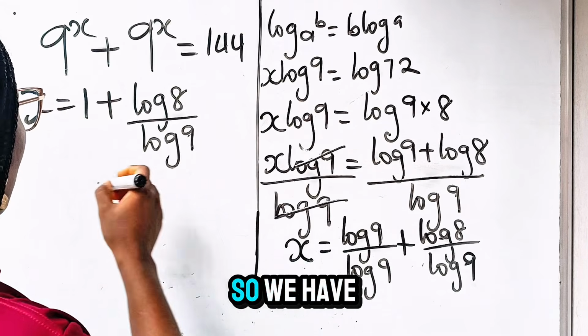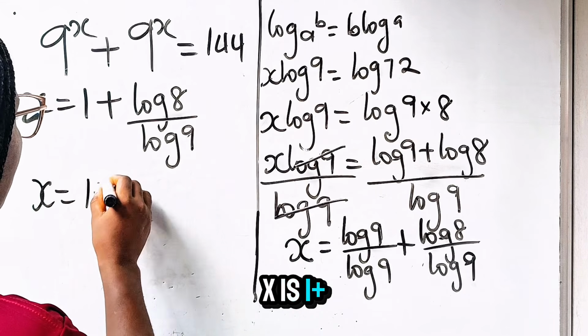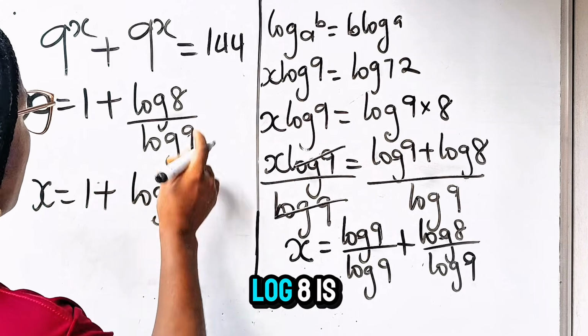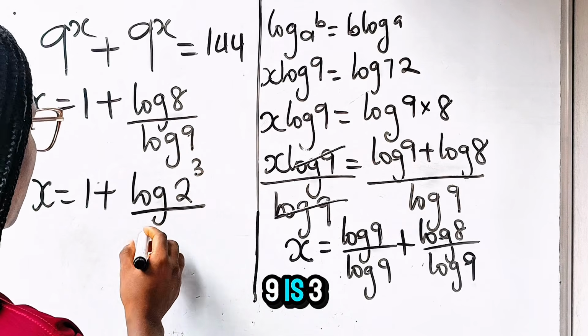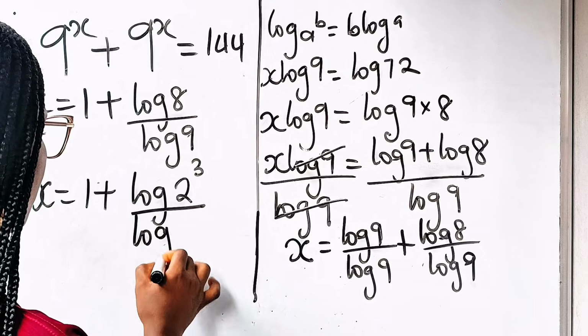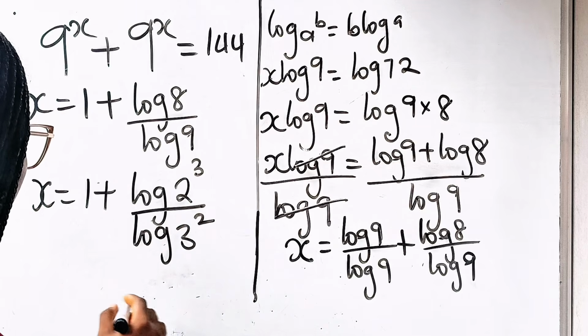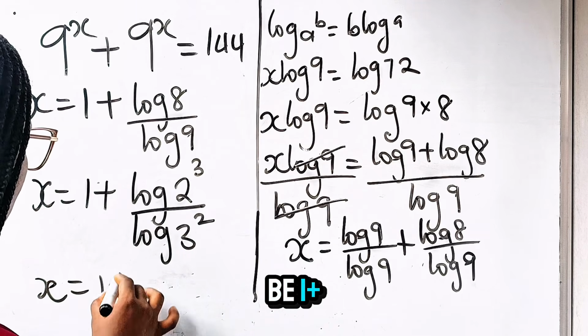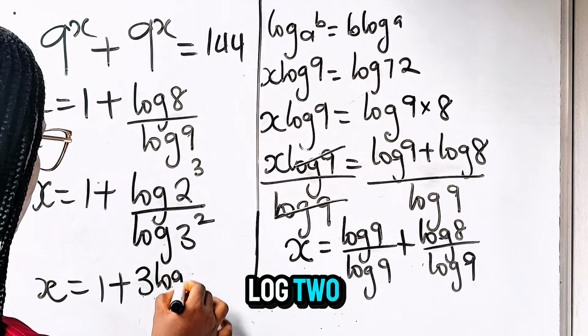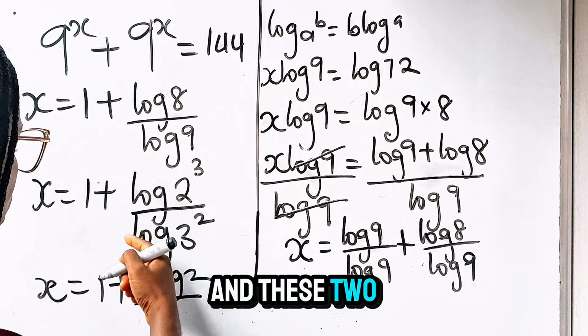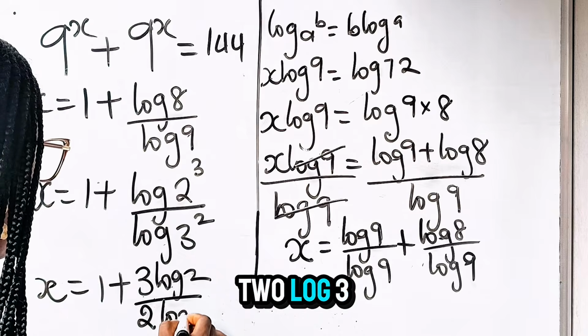So we have x is 1 plus log 8, which is 2 to the power of 3, over log 9, which is 3 to the power of 2. So we can have x to be 1 plus, this 3 will come down to give us 3 log 2, and this 2 will come down to give us 2 log 3.